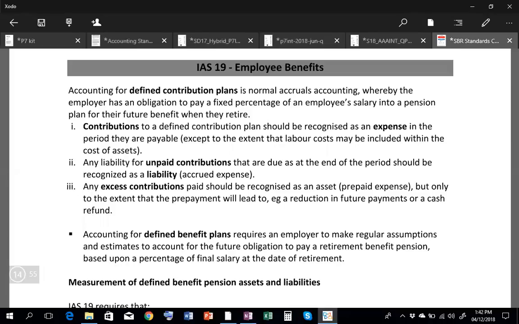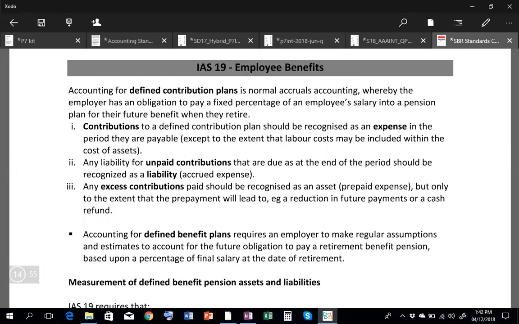Then you have the termination benefits, such as severance payments, and that should be recorded when there are terminations. Then you have long-term benefits, such as long leaves, and then the main thing in this standard is the post-employment benefits. When you're talking about post-employment benefits, then you have defined contribution and defined benefit.